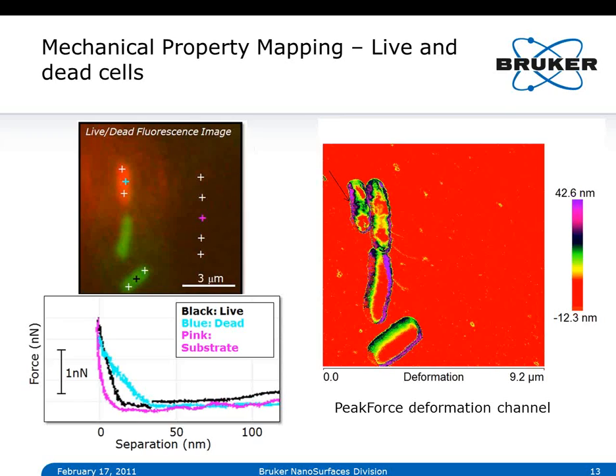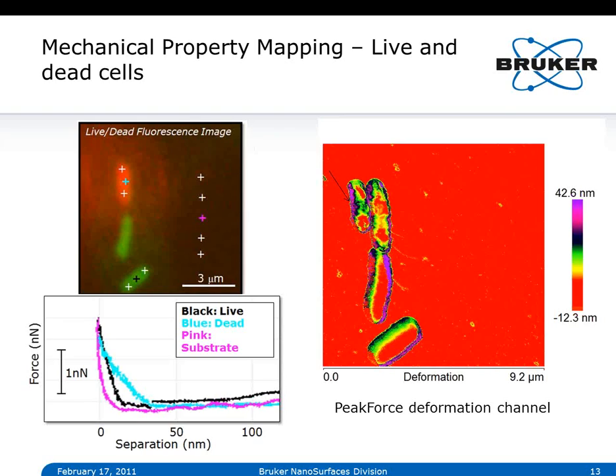And you can see there are a bunch of force curve locations selected on the live cells, on the dead cells, and on the substrate, which is not hard in this case, but more like a gel-like structure. You can see the corresponding force curves at the bottom. And you can see that the dead cells definitely show a big difference in elasticity as compared to the live cells and the substrate in this specific case.